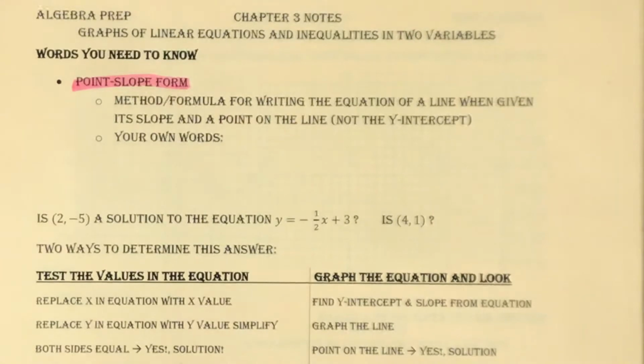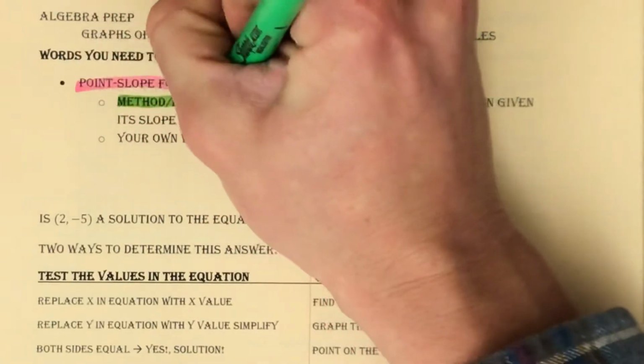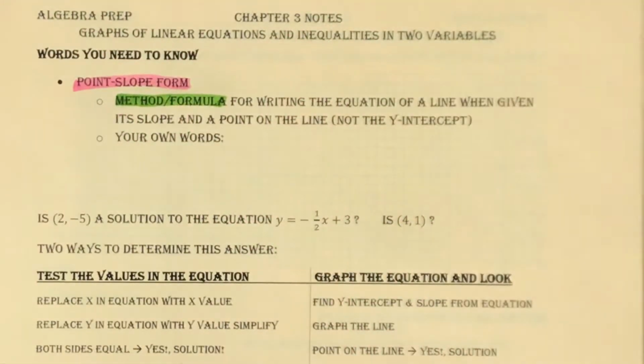Now that point on the line cannot be, or it will not be, the y-intercept. If we were given the y-intercept, we have a much simpler and quicker process to find that, which we'll talk about later on in another video. But when we're dealing with point slope form, we're saying, hey, they've given us the slope and a point on the line that's not the y-intercept, but we can still figure out the equation of the line. So we're going to use this method or formula to make that happen. So the big thing is you need to know what that method slash formula is.